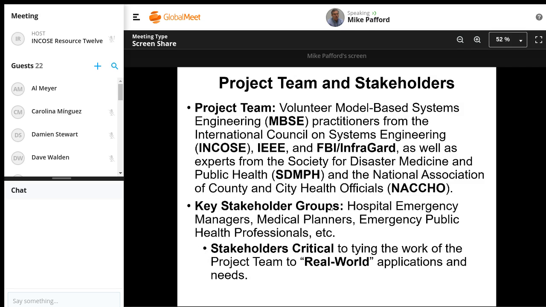The project team, as you can see, is a volunteer project team of volunteer model-based systems engineering practitioners from INCOSE, IEEE, and FBI InfraGard, as well as experts from the Society for Disaster Medicine and Public Health and the National Association of County and City Health Officials. Key stakeholder groups who will also really be the customers for this capability are hospital emergency managers, medical planners, emergency public health officials, and so on. These are stakeholders critical to tying the work of the project team to real-world applications and needs, which is why we call them key stakeholders.